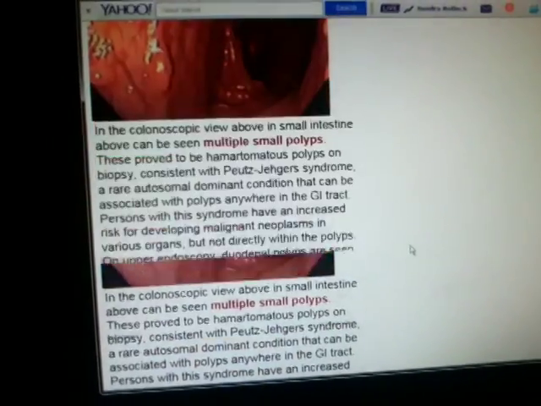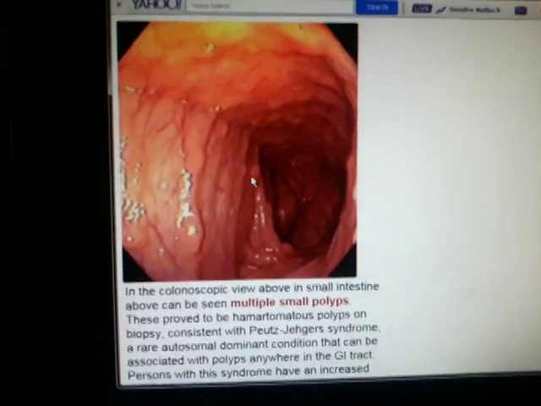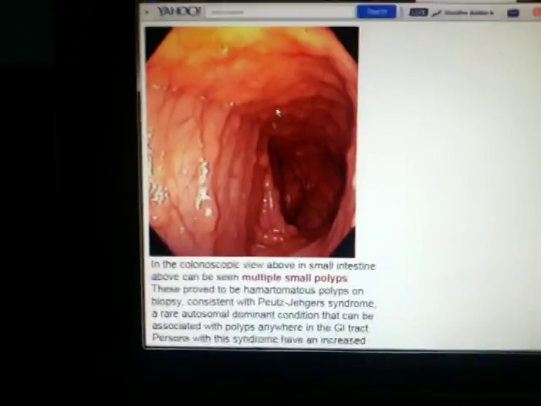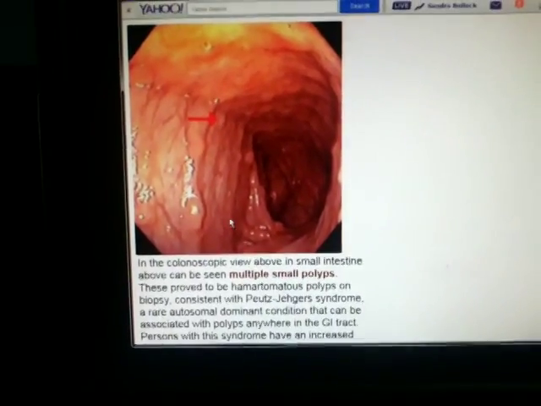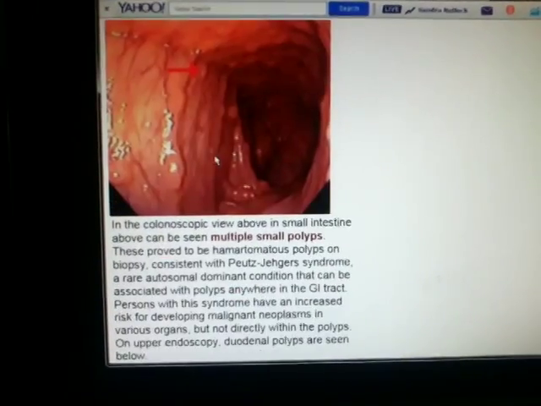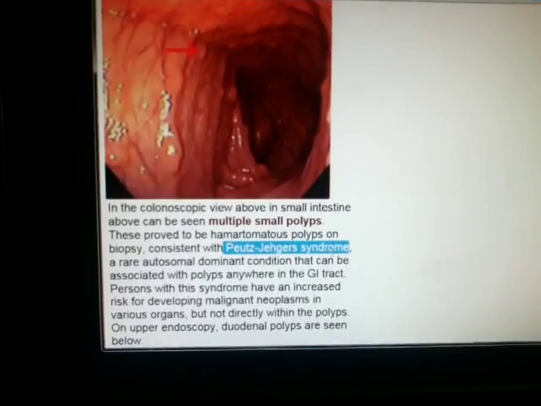Okay, this is another endoscopic view of the lower endoscopy. We can identify multiple polyps seen in the small intestine. We have multiple polyps, small in size, and these polyps are hamartomatous in nature. These are benign, and this is consistent with the patient having Peutz-Jeghers syndrome.